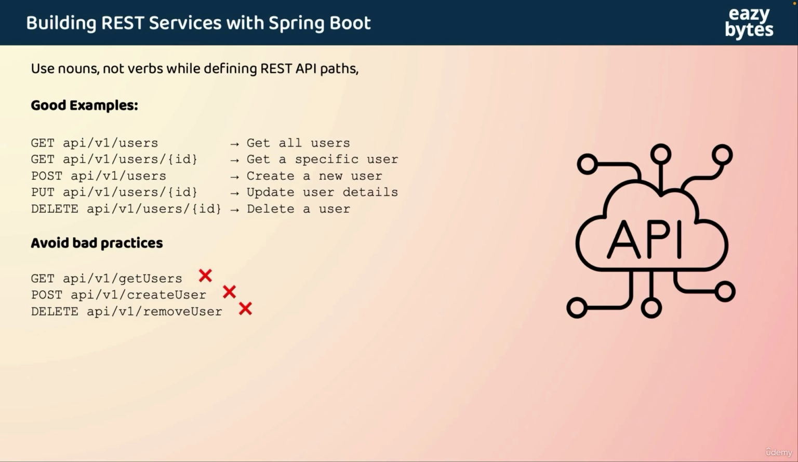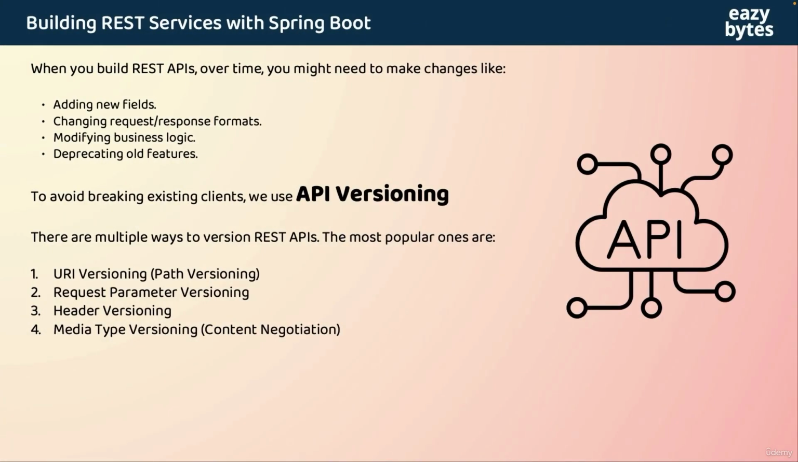Now coming to this V1, it is going to help us build our APIs by following the versioning concept. What is going to happen in real projects is that when you start building REST APIs, over a time, maybe after 1 year or 2 years, there might be some changes introduced inside these REST APIs, like adding new fields or changing the request response format or modifying some business logic or deprecating some old features. The change can be anything.